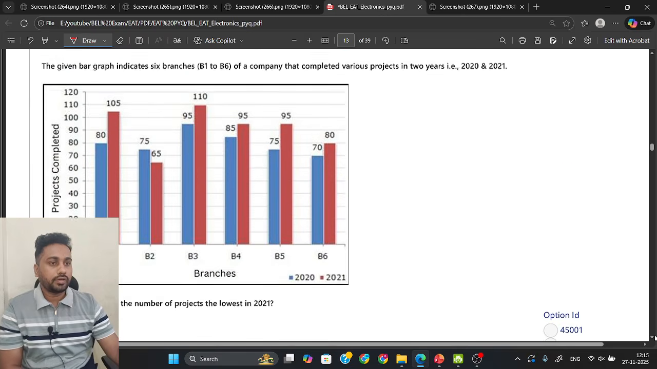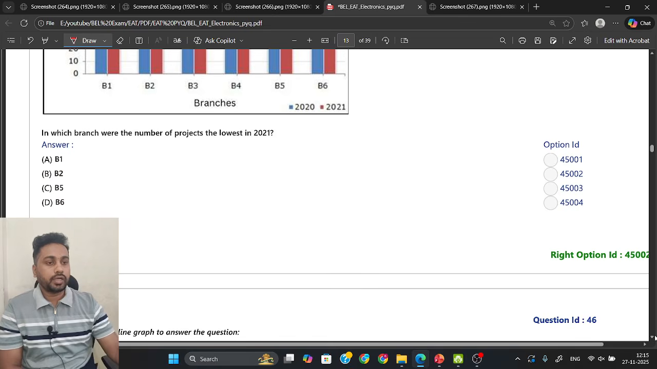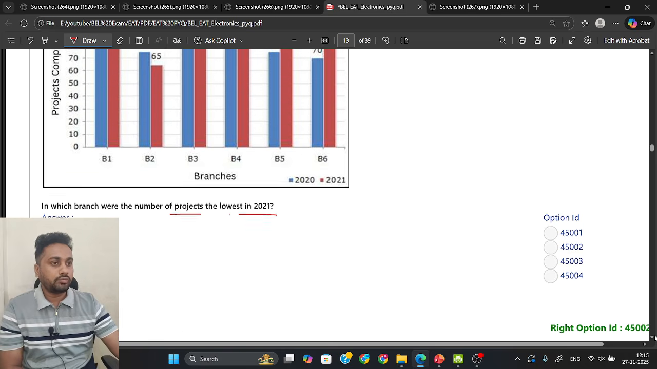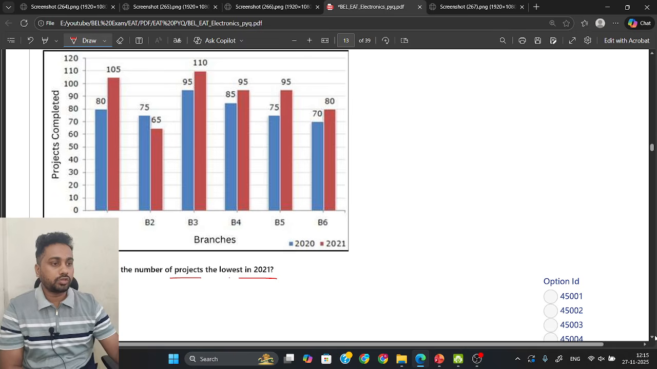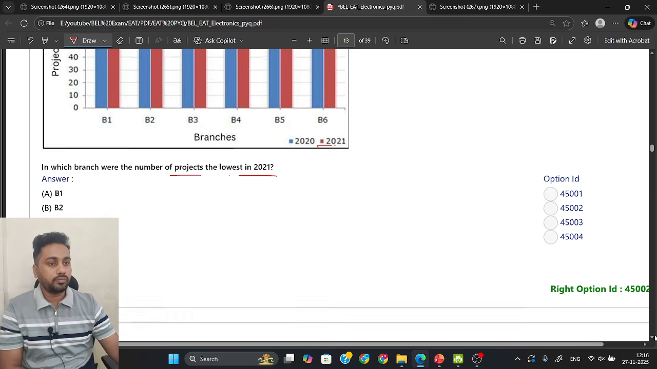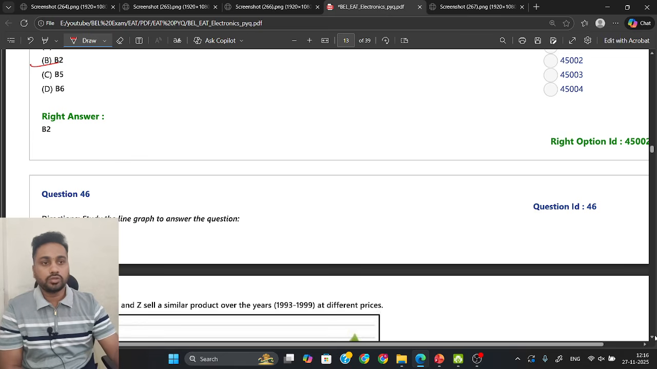Okay. Now the next one is, in which branch was the number of projects the lowest in 2021? So in 2021, which one has the lowest? 2021 is the red one. If you see, this is 80, 95, 95, 110, this is 65. So this one is the lowest amount. That is your B2 branch. So B2 is your right answer. Option B is your right answer.